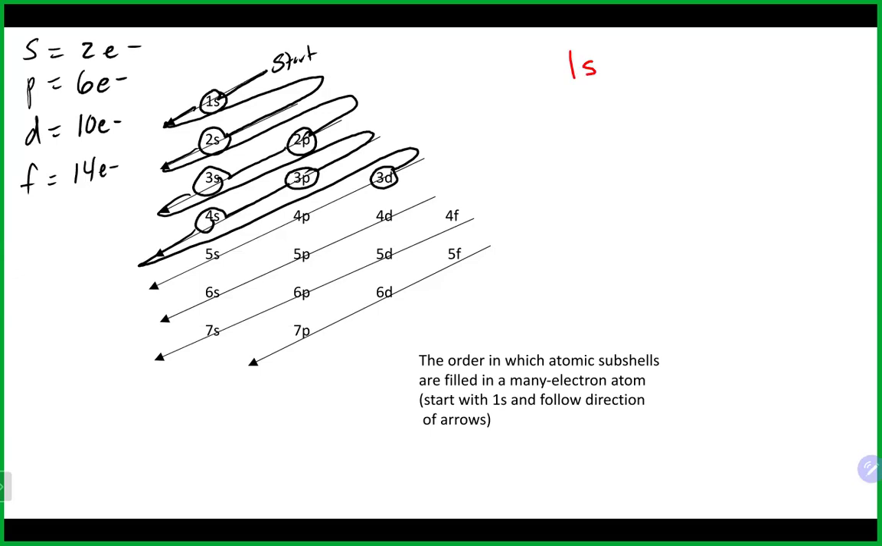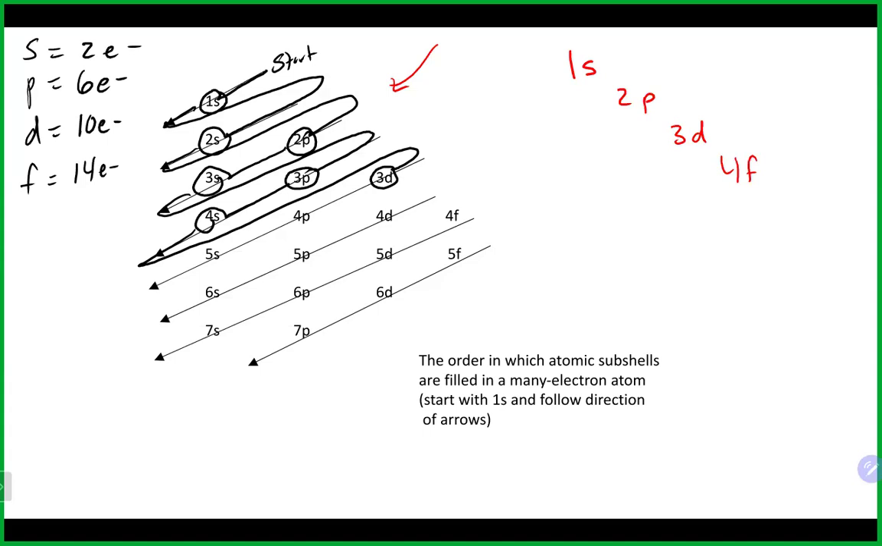And if you want to recreate this chart on your paper, you can do this very simply by going 1s. On the second energy level, that's where we see p start, so you just go down to the right a little bit and go 2p. On the third energy level, that's where d starts, go down to the right a little bit, go 3d. On the fourth energy level, that's where f starts, go down a little bit to the right, go 4f.